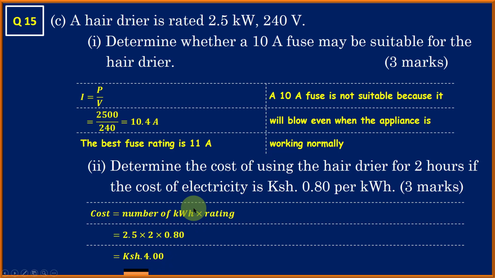Then convert the time that it is in use into hours. And then multiply by the rating which is given by the company. And when you do that, you're going to get a cost for using it for 2 hours of 4 shillings.